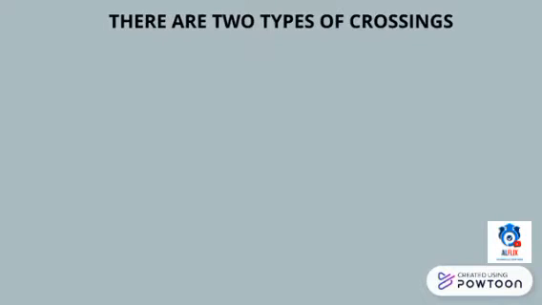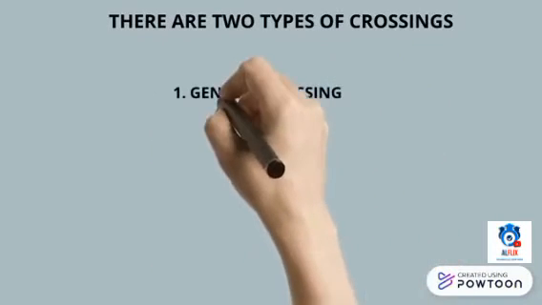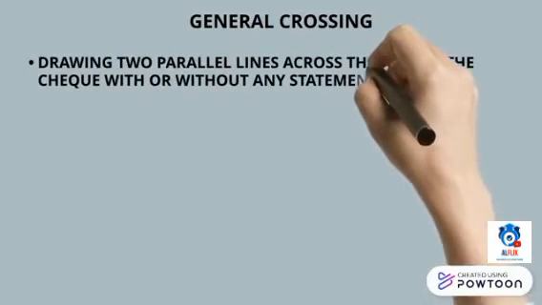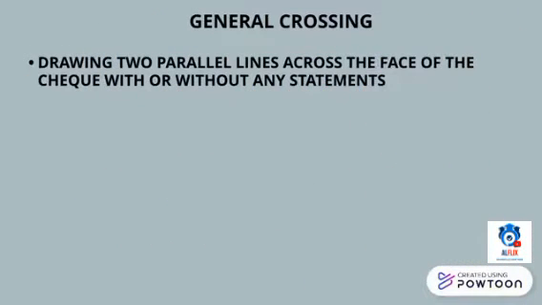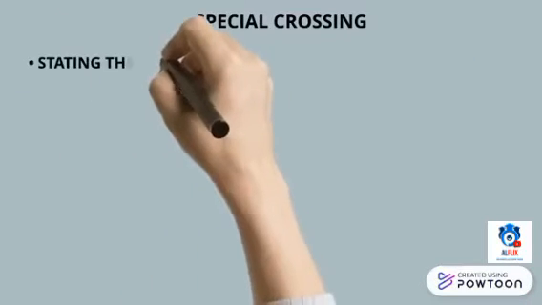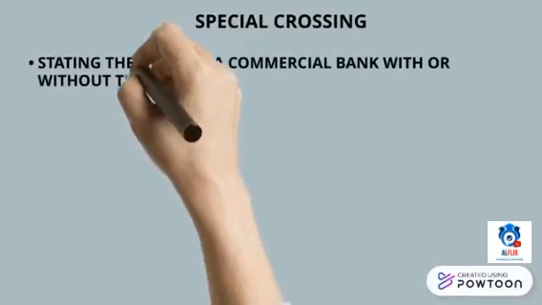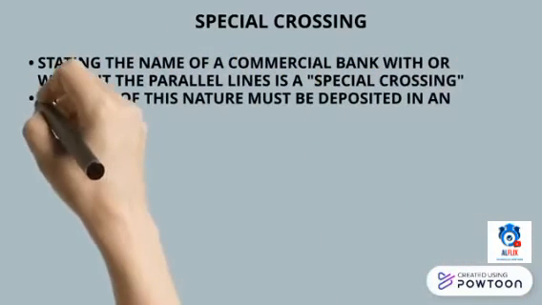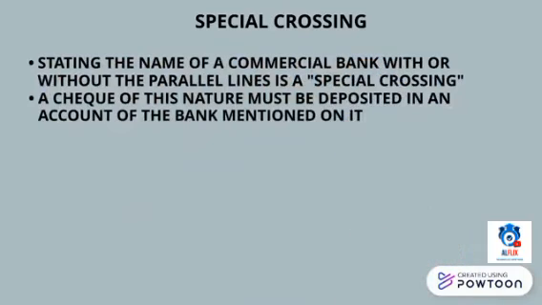There are two types of crossings: general crossing and special crossing. General crossing. Drawing two parallel lines across the face of the check with or without any statements. Special crossing. Stating the name of the commercial bank with or without the parallel lines is a special crossing. A check of this nature must be deposited in an account of the bank mentioned on it.